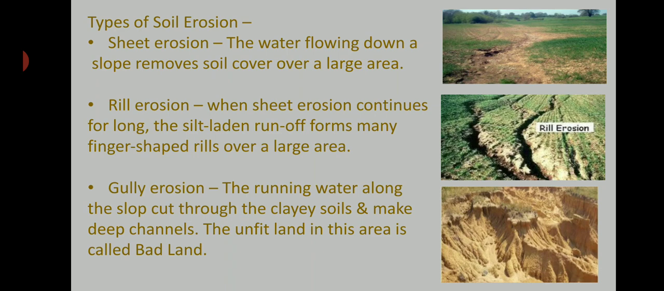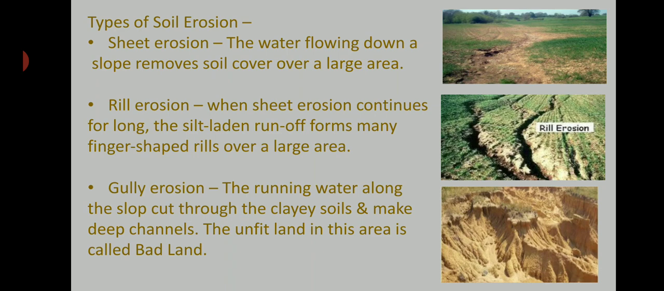The first one is sheet erosion. This is caused when water flows down, after the rain or during the rain. When water moves down over the slope, it carries the topsoil over a large area. Such removal of topsoil is called sheet erosion.